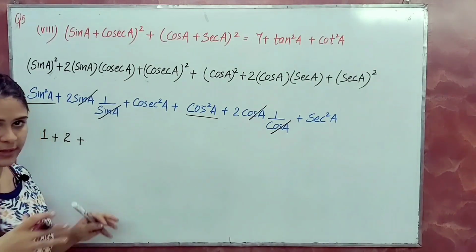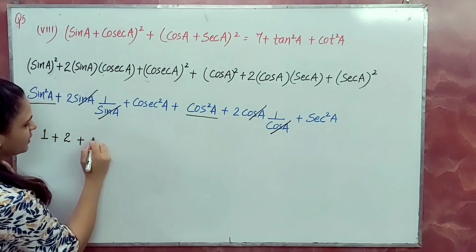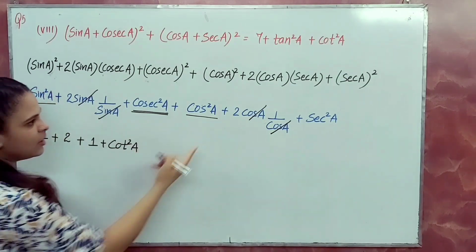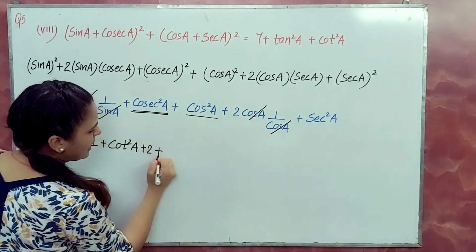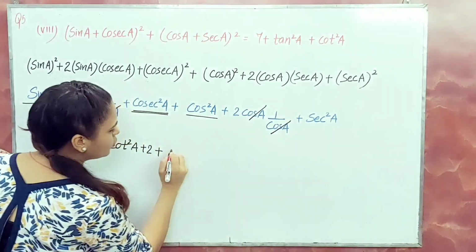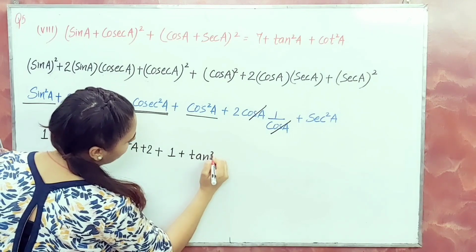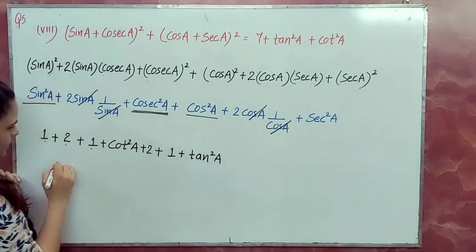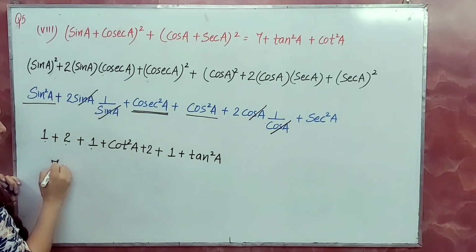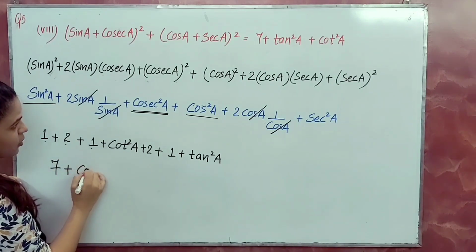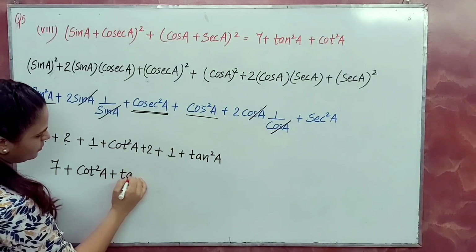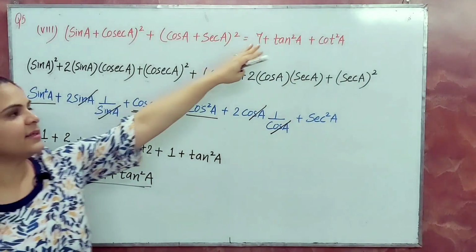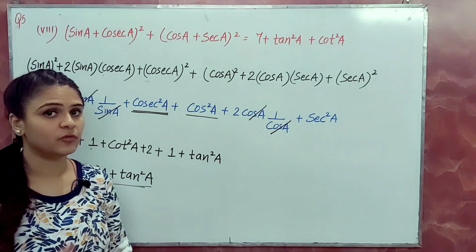Cosec square A can be converted in terms of cot. By using the square relationship, we can write cosec square A is equal to 1 plus cot square A. From here we will get 2, and secant square A is equal to 1 plus tan square A. Now you can see 1 plus 2, 3 plus 4, 5, 6, 7, plus cot square A plus tan square A. So now this is our LHS, and we can see our LHS and RHS are equal. That means this question is verified.